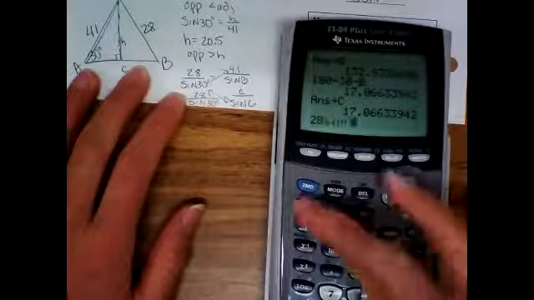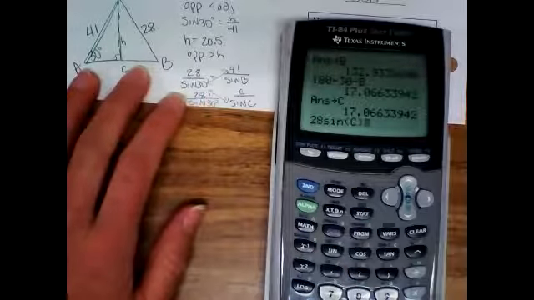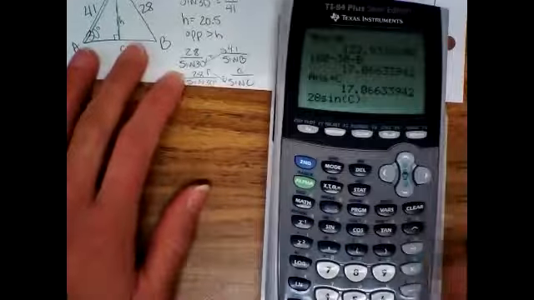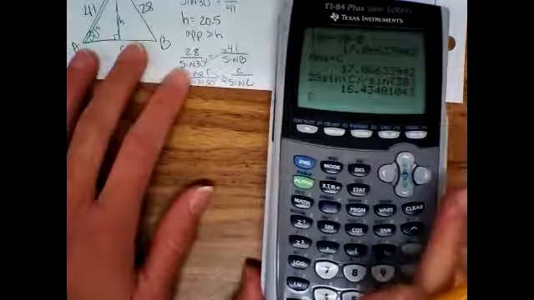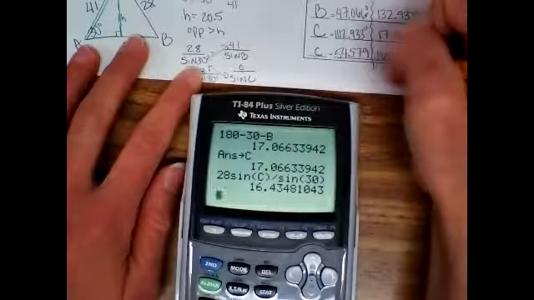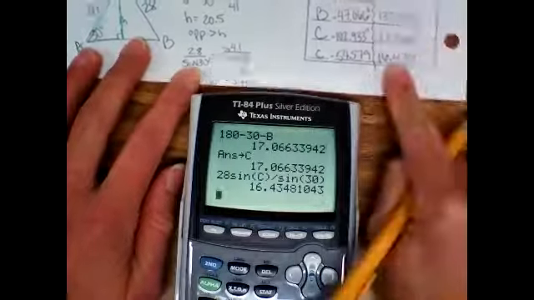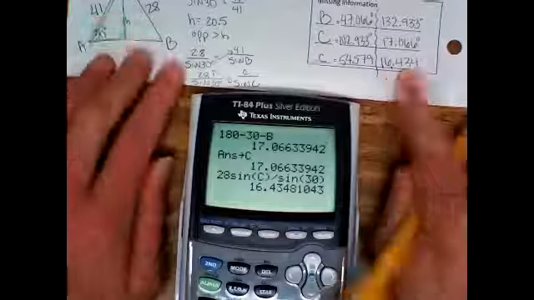28 sine of C. If you've stored it, it'll input the new alpha C, and then divide by sine of 30. 16.434. And that is a good bit smaller than these ones. It should be the smallest one.